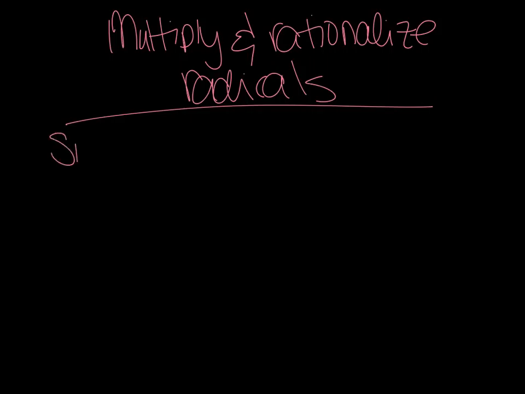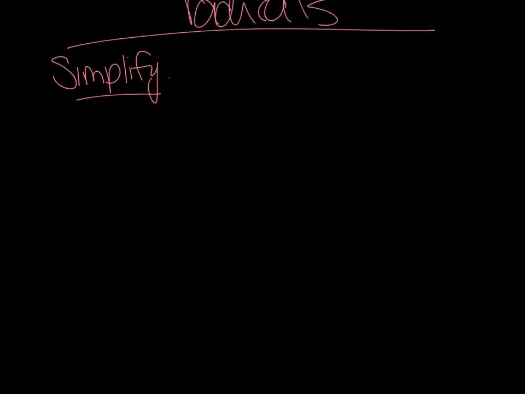So directions, we're just going to simplify. Remember, we have to make sure the radicals are in simplest form. We had those 3 rules yesterday, so make sure there's no perfect square factors underneath the square root. Make sure there are no fractions underneath the square root. And make sure there are no radicals in the denominator. 3 things to make sure it's in simplest form.